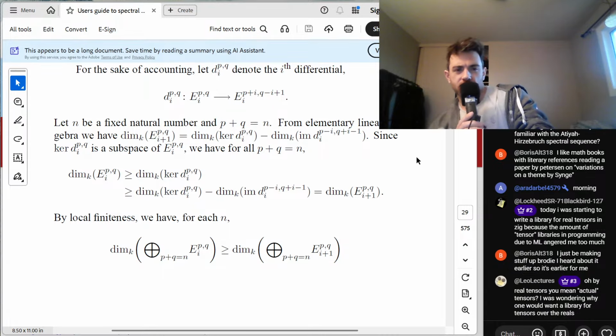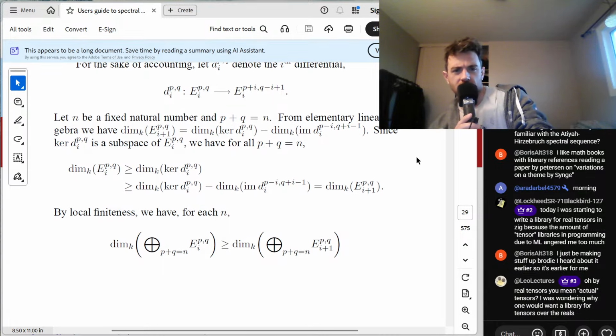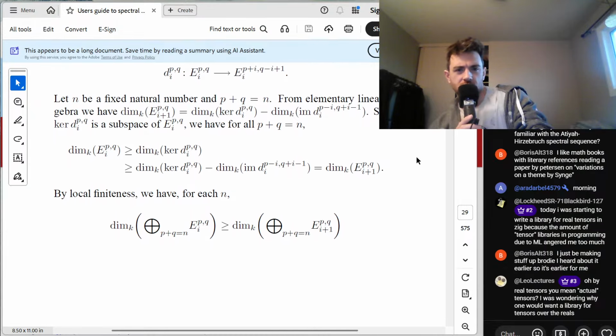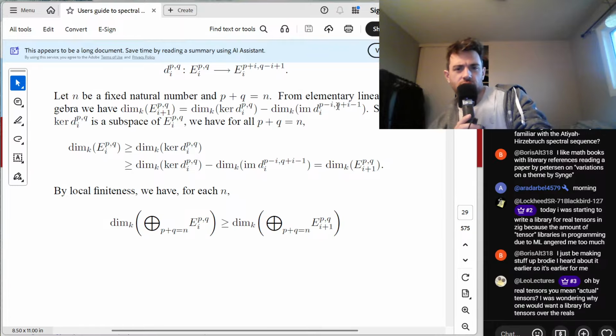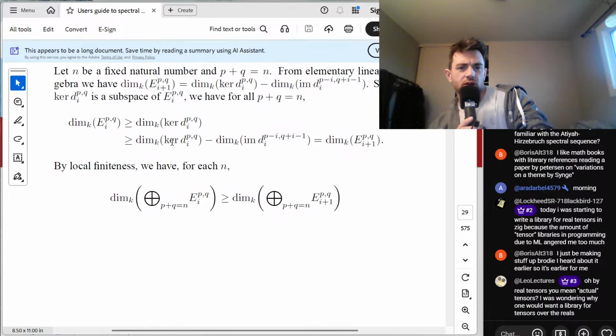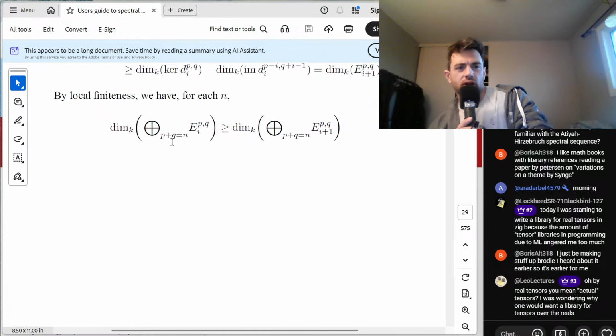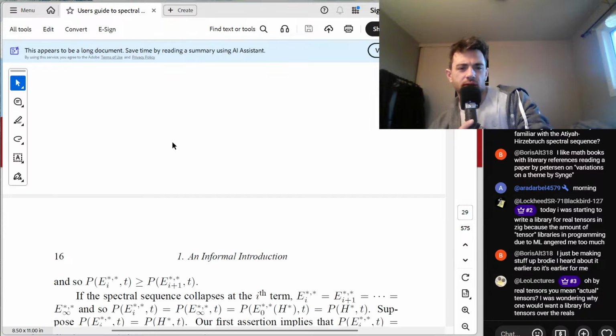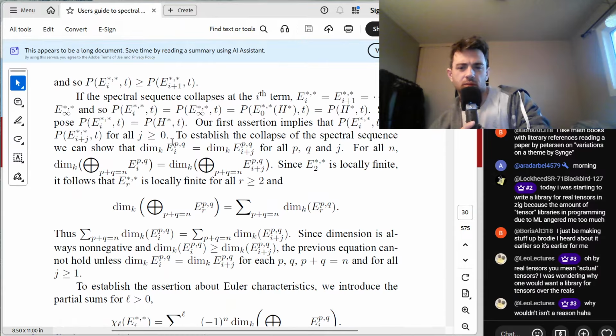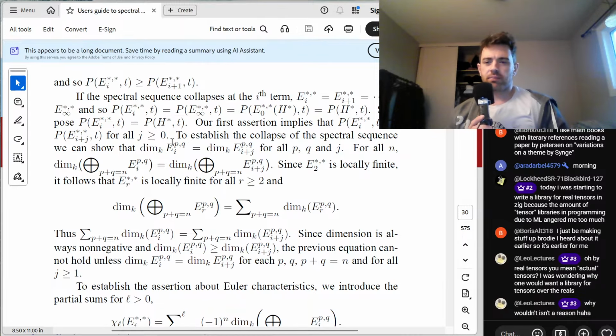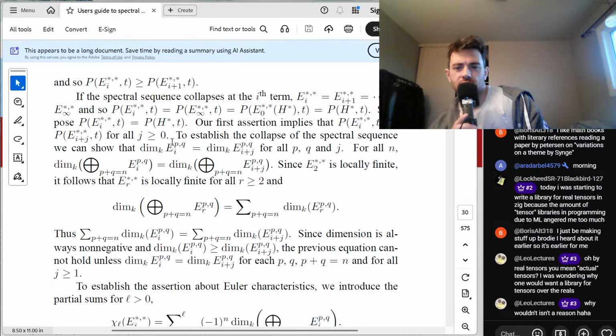Okay. Let n be a fixed natural number, and let p plus q be n. From elementary linear algebra, right, just our rank nullity theorem. Since the kernel is a subspace of this, we have for all p, q these series of inequalities. Okay, this isn't so bad actually. And then by local finiteness, sum up over each of these. Yeah, okay. That's not so bad. We got the first part.